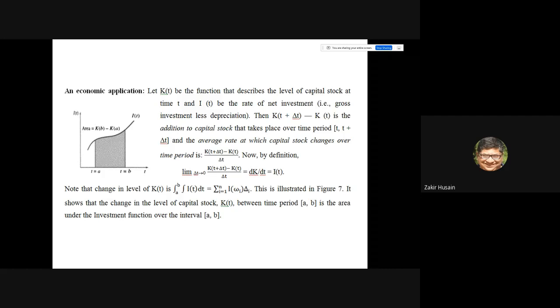So K(t + Δt). Time has gone up. So this is the initial capital stock and this is the current capital stock. And the difference gives the addition to the capital stock in this period, t plus Δt. And if you want to find the average rate at which capital stock changes, we have to divide this by Δt.